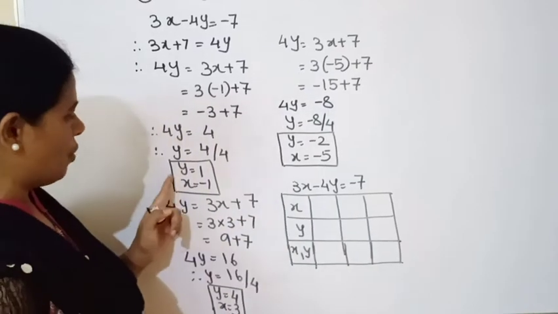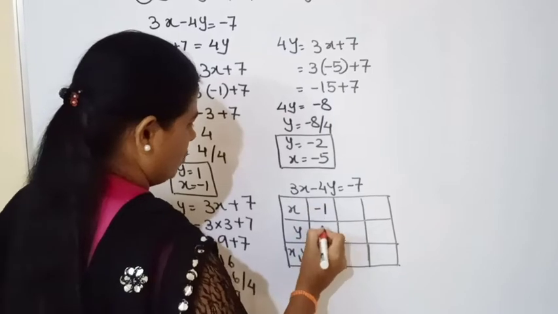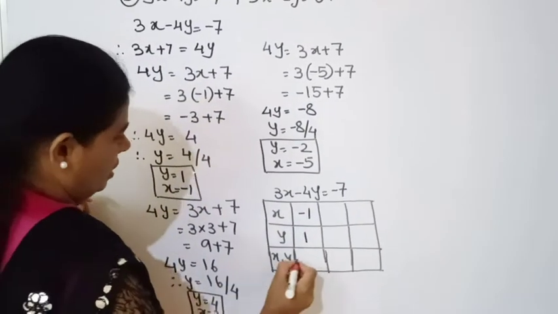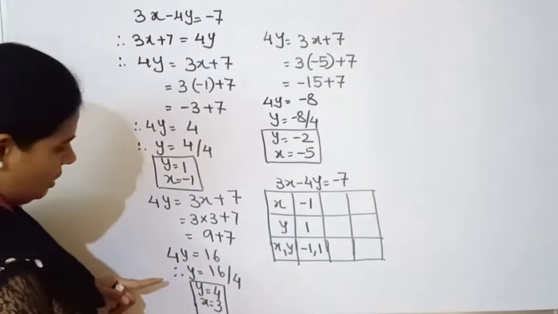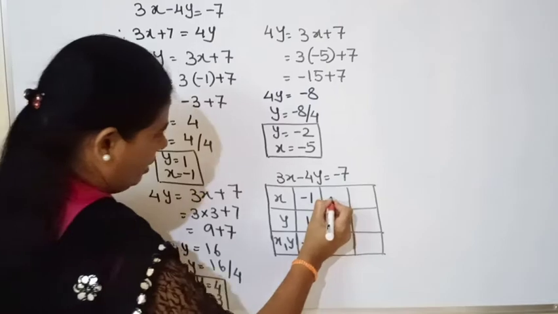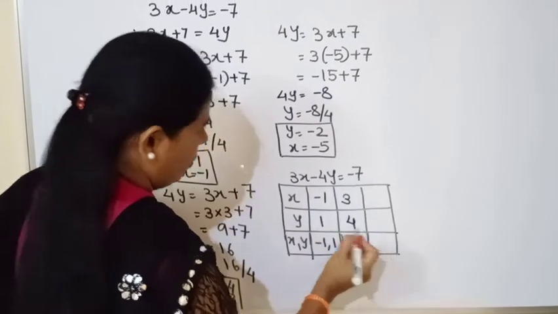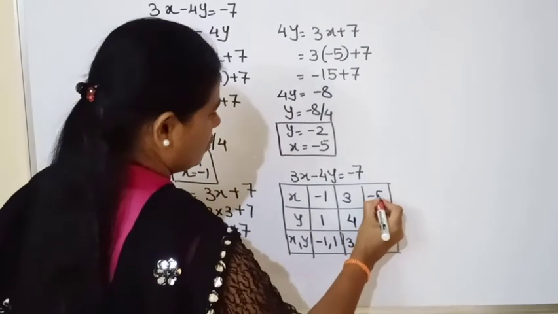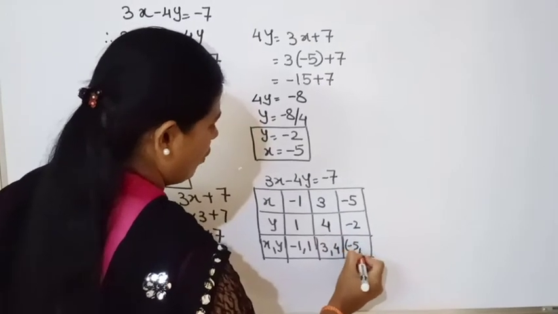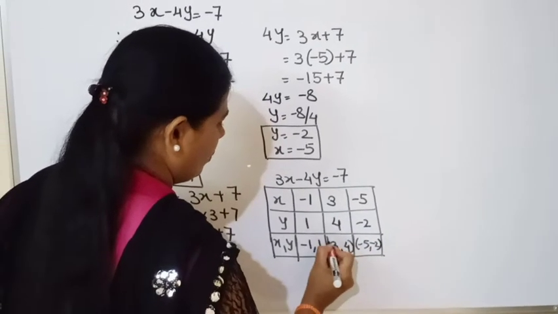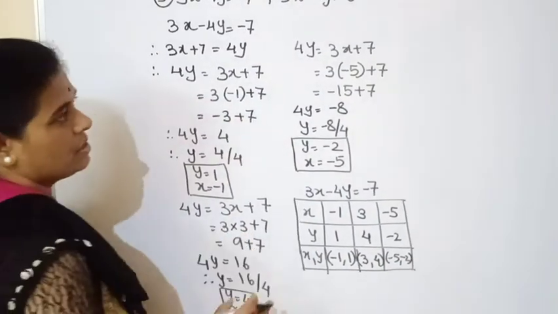So here now first point was x is -1, y is 1. So here it is -1, 1. Okay. Now here what I have taken, x is a 3. Second point, y as a 4. So it is 3, 4. Here it is x is -5. Third point, y is -2. So it is -5, -2. If you want, you can put the brackets. So in this way we have completed our first equation.